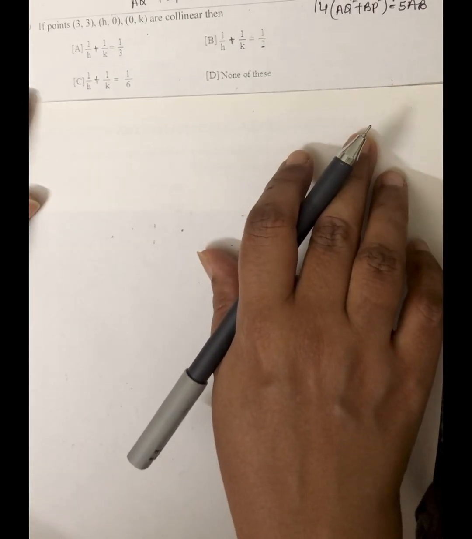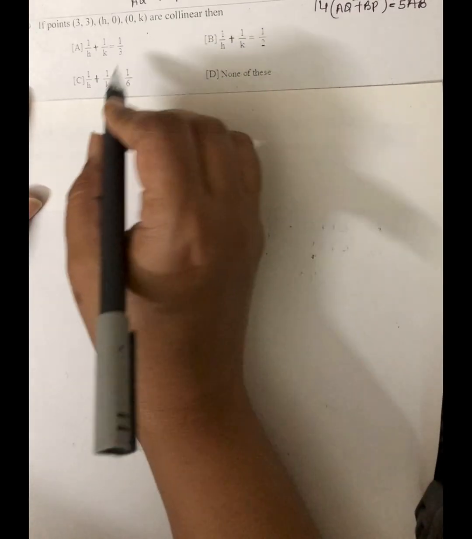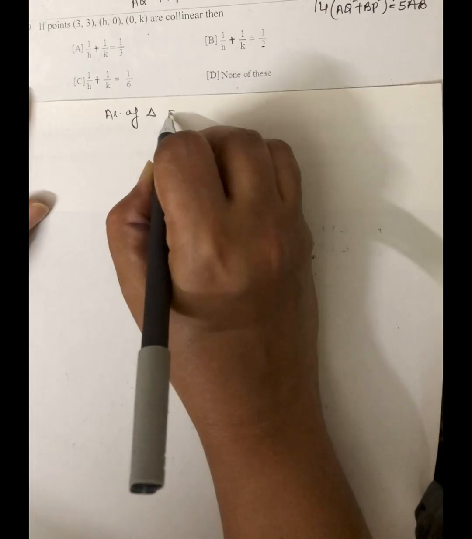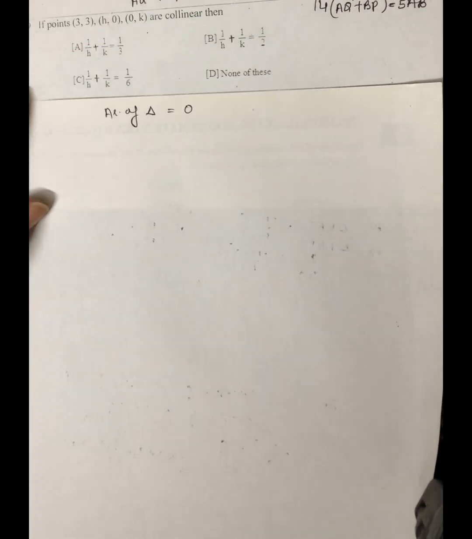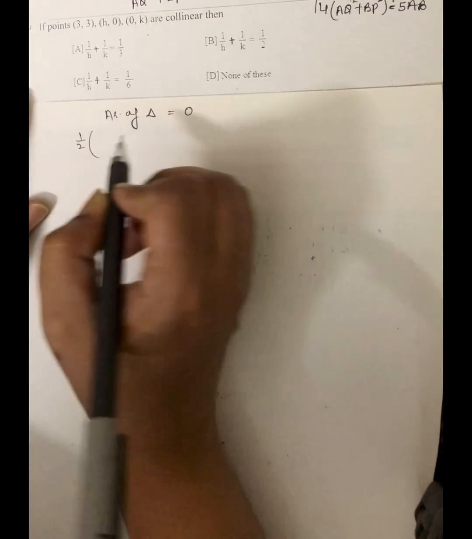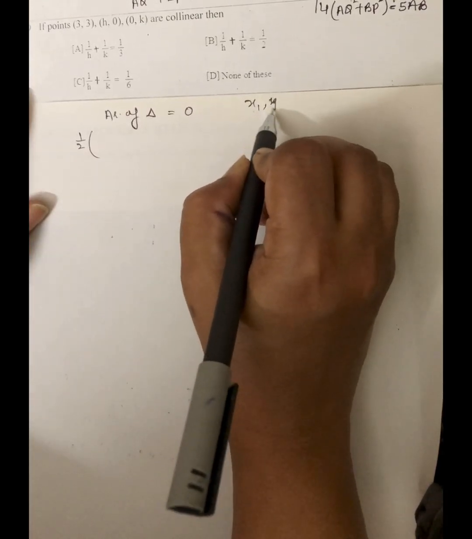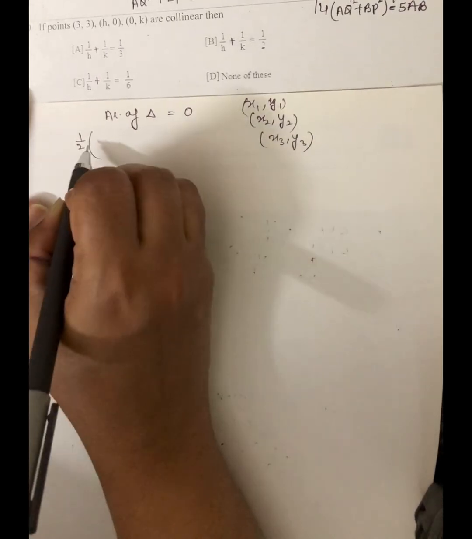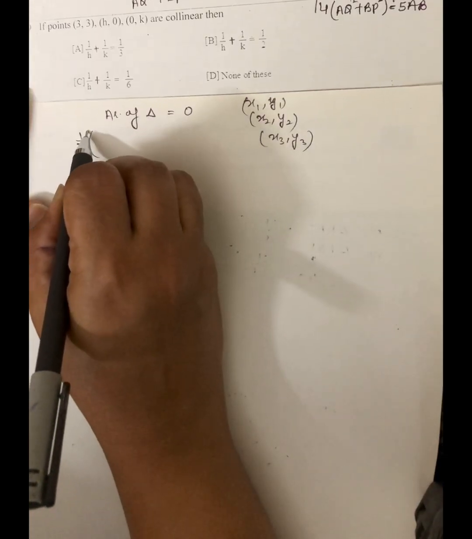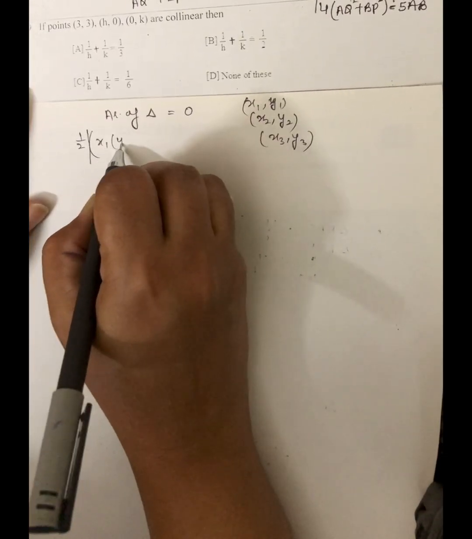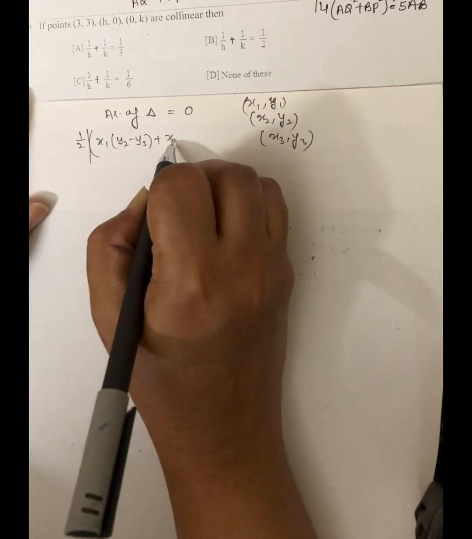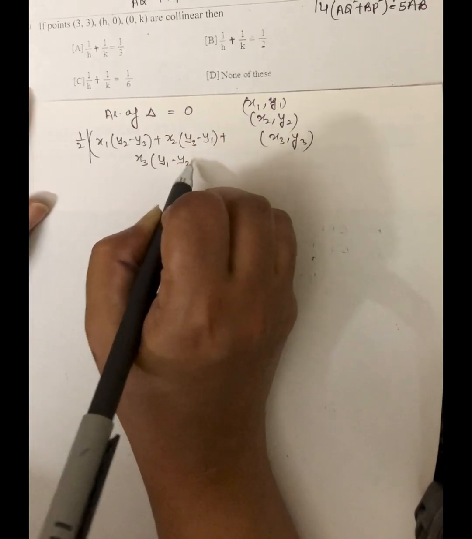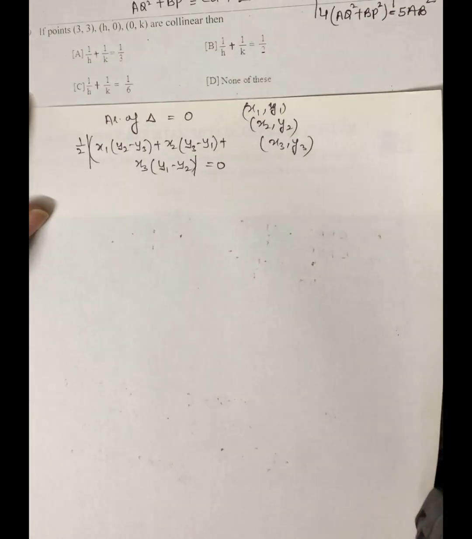So in order to solve this, let us see. Now these points are collinear, so the area of the triangle formed by these points will be 0. We will use this fact. The formula for the area of a triangle with 3 vertices (x1, y1), (x2, y2) and (x3, y3) is 1 by 2 mod x1 (y2 minus y3) plus x2 (y3 minus y1) plus x3 (y1 minus y2). So this should be equal to 0.